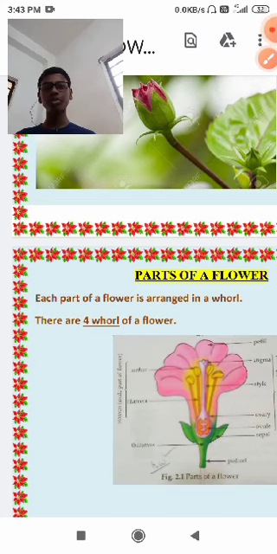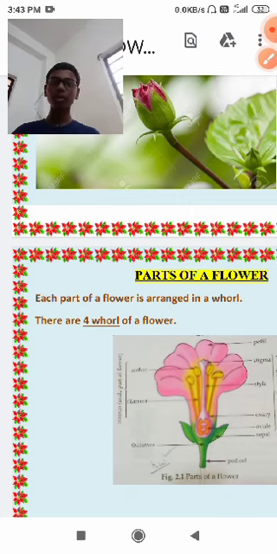Okay, I hope that those who are watching my video know the meaning of a whorl. Each part of a flower is arranged in a whorl. The meaning of whorl is very simple. I hope all of you know what a whorl is.